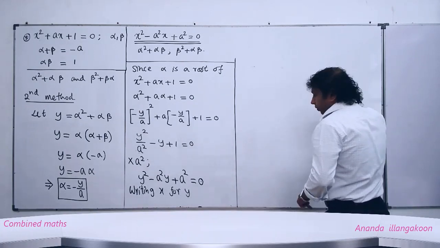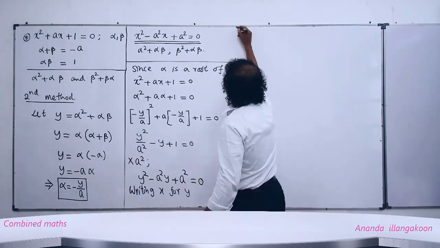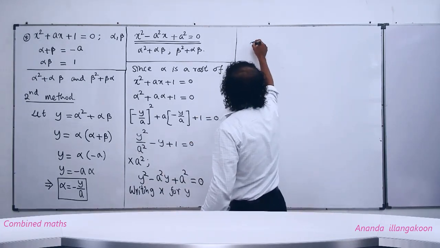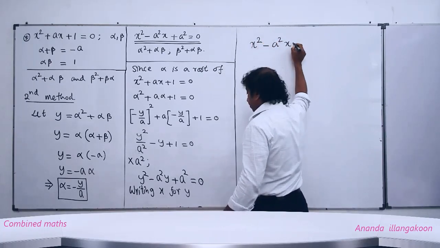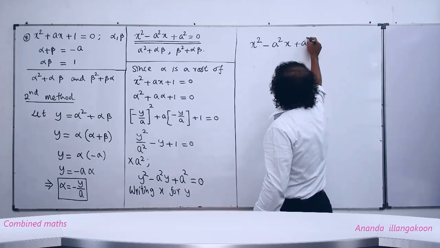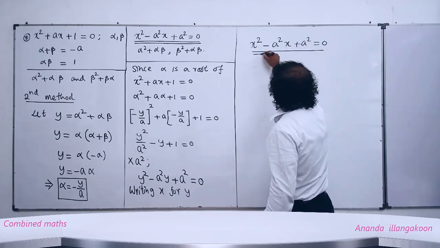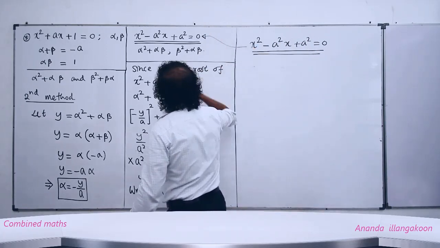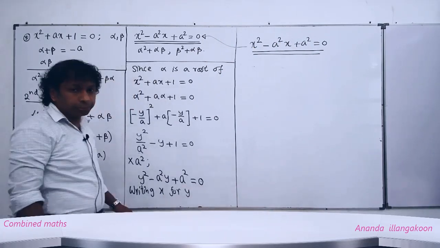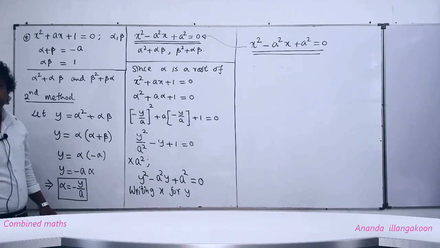See what you get, people. This y now x squared. Only thing is, we write for the letter y: x squared minus a squared x plus a squared equals 0. This way we get something. What is that, people? That is nothing but this, no? So therefore, people, this is the method.